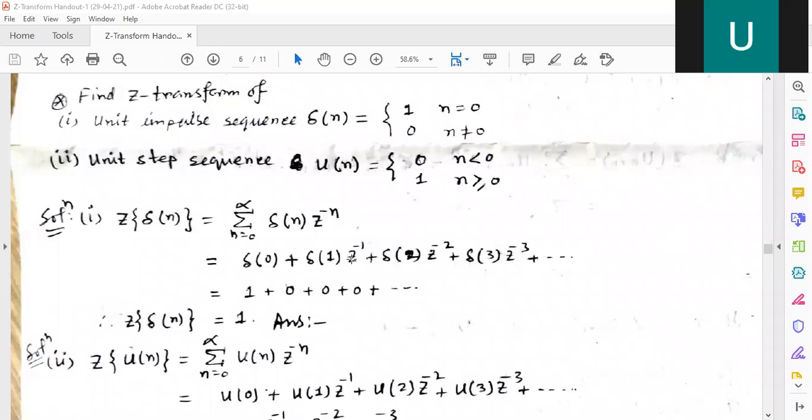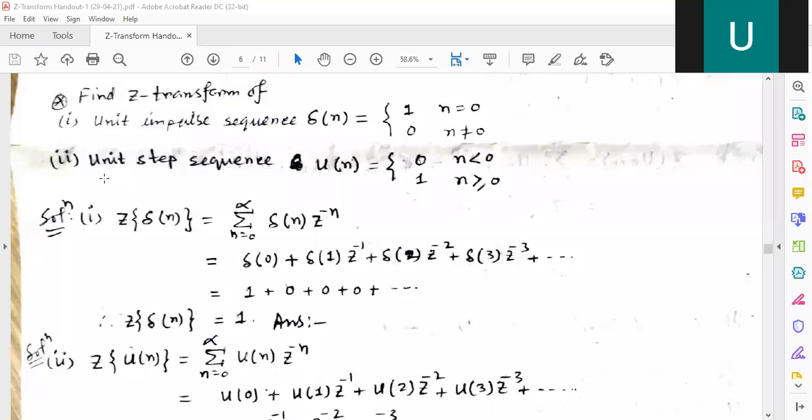It is coming delta 1, z to the power minus 1. When we put n equal to 2, then it is delta 2, z to the power minus 2. When we put n equal to 3, then it is delta 3, z to the power minus 3 plus dot dot to infinity. Now the value of delta 0: when n equal to 0, the value of delta n equals 1. So only for delta 0 it is 1, and otherwise delta 1, delta 2, delta 3, all those things are 0. So you are putting all these 0, so the value is coming here 1. So the Z transformation of the unit impulse sequence delta n is equal to 1.